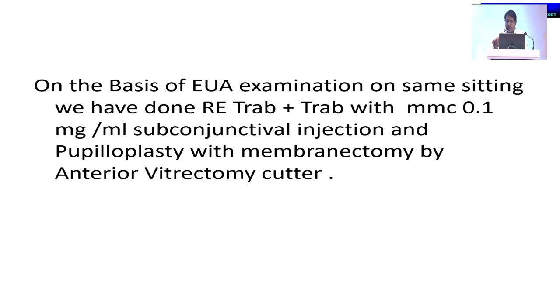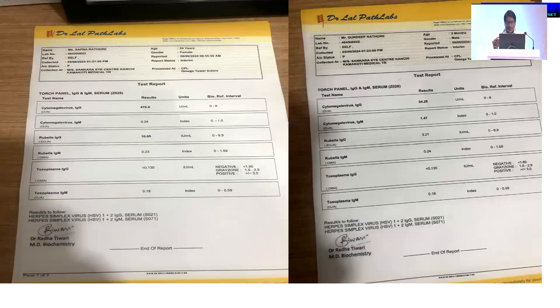On the basis of EUA examination and settings, we did right eye trab plus trab with MMC 0.1 milligram per ml subconjunctival injection and pupilloplasty. First we attempted to remove the membranes manually, but it could not be done manually. Then we planned pupilloplasty with membranotomy by the anterior vitrectomy cutter. Later on, we also did TORCH analysis, and found cytomegalovirus IgG and IgM positive in both the patient and the mother.